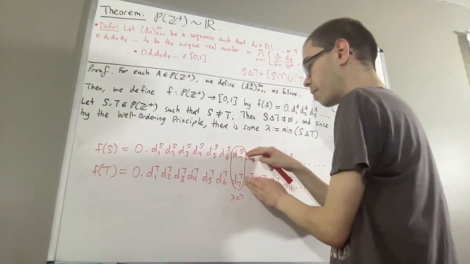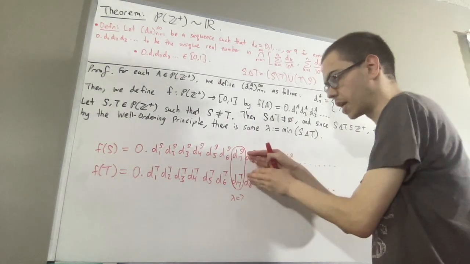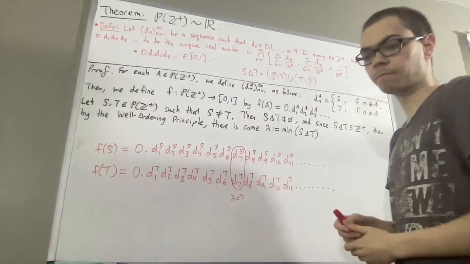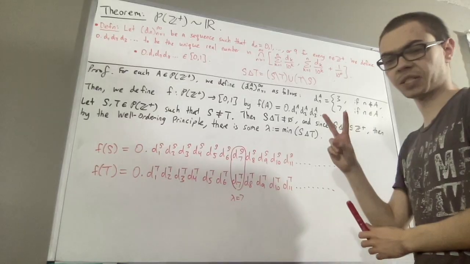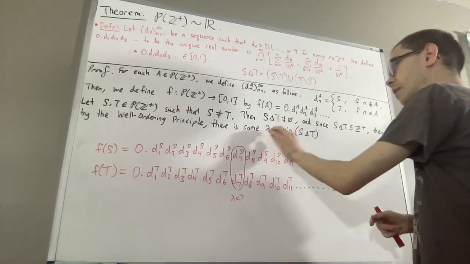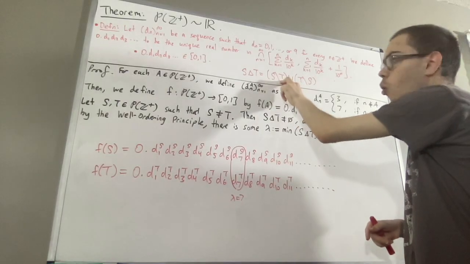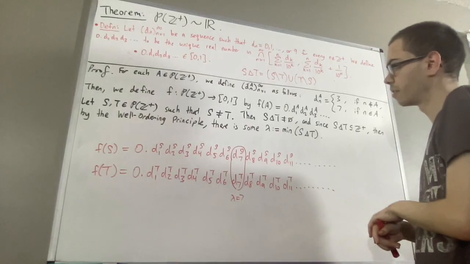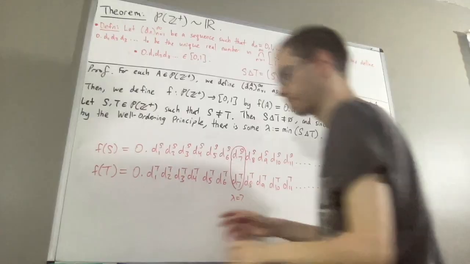But once you reach lambda, that's the first position where the decimal places are different. And so we're going to use that to show f of s is not equal to f of t. To do that, we're going to split this up into two cases. Either lambda is an element of s but not an element of t, or lambda is an element of t but not an element of s. We're first going to consider the case lambda is an element of s but not an element of t.